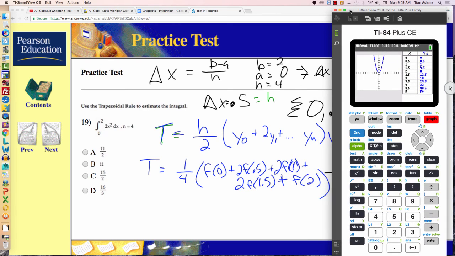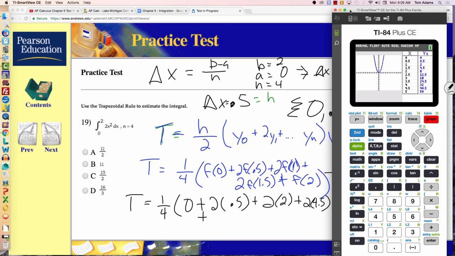So basically, my values for that are going to be the area under the curve is 1/4. F evaluated at 0 is 0, plus 2 times F evaluated at 0.5, which is 0.5, plus F evaluated at 1 is 2, so 2 times 2. And then F evaluated at 1.5 is 4.5, so 2 times 4.5. And then the last term, F evaluated at 2, is 8. Is that right? Yep.